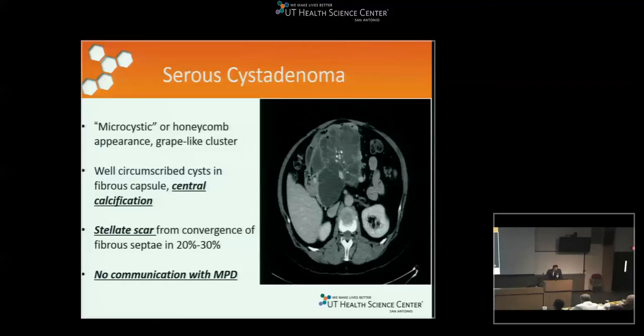On radiology, they'll display a microcystic or honeycomb appearance and have also been described as grape-like clusters. These cysts are formed from a collection of well-circumscribed cysts in a fibrous capsule demonstrating central calcification, and in 20 to 30% they'll exhibit a stellate scar from convergence of their fibrous septae. And by definition, they have no communication with the main pancreatic duct.